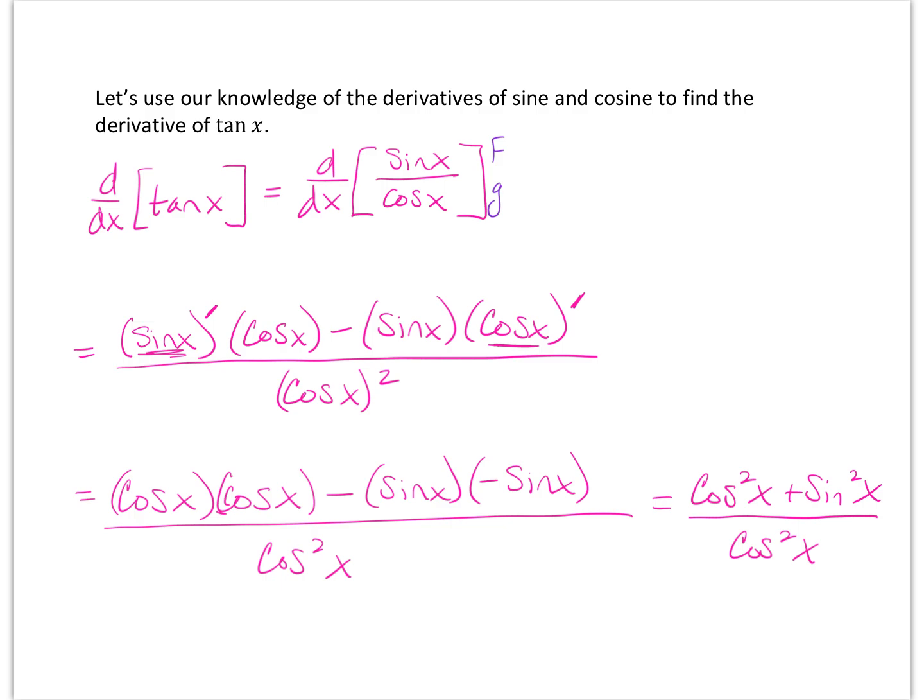And I'm almost out of room, but I think I can draw my conclusion. Okay, cosine squared plus sine squared, that's the most famous trig identity that exists. If you're only going to ever remember one trig identity, it should be this one, the Pythagorean identity. It's that cosine squared plus sine squared is 1. So this is 1 over cosine squared. And then the reciprocal identities, 1 over cosine is the secant. So this is the secant squared of x. So the derivative of tangent is secant squared.